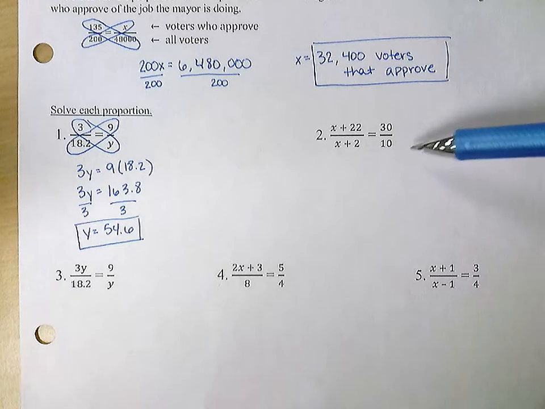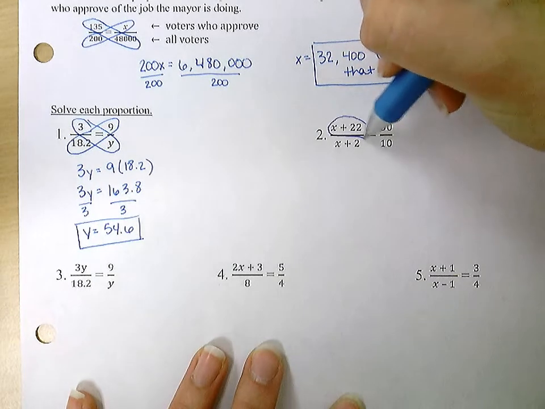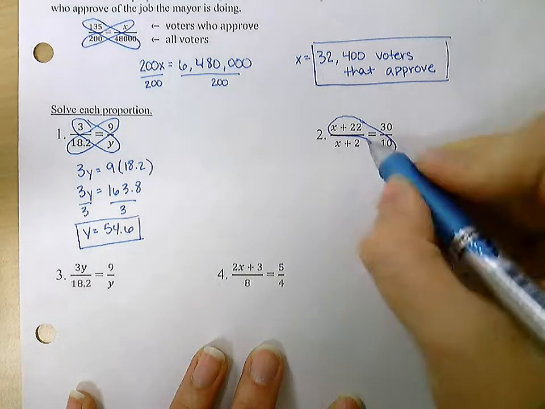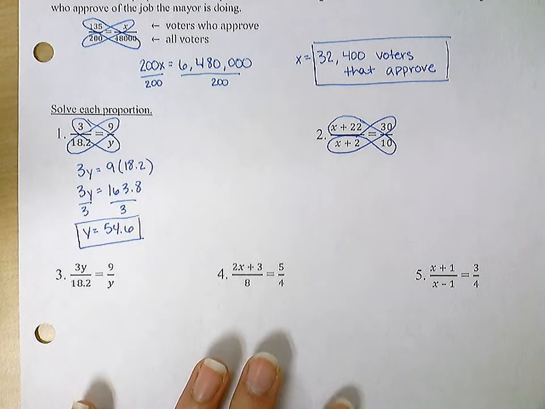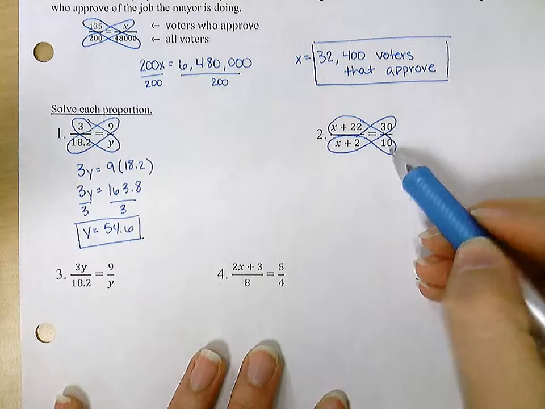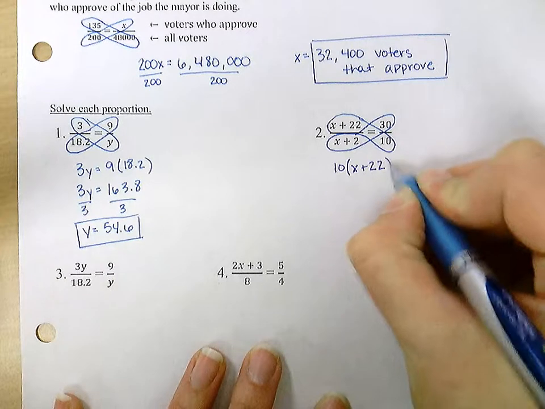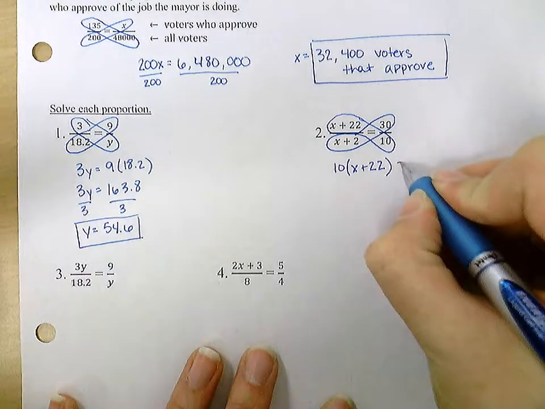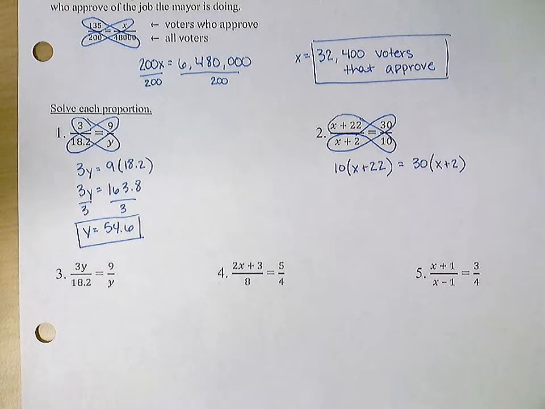All right, number 2. This one you have to be careful with. So we're still cross multiplying. This x plus 22 times 10, and this x plus 2 times 30. So here, I'll end up with 10 times the quantity x plus 22. That's equal to 30 times the quantity x plus 2. So if you have addition or subtraction in your numerator or denominator, you do need to include that whole quantity.